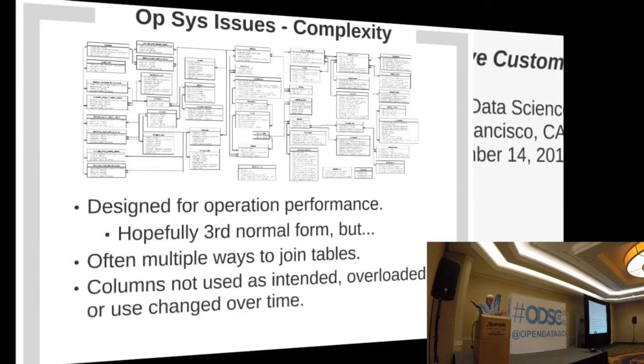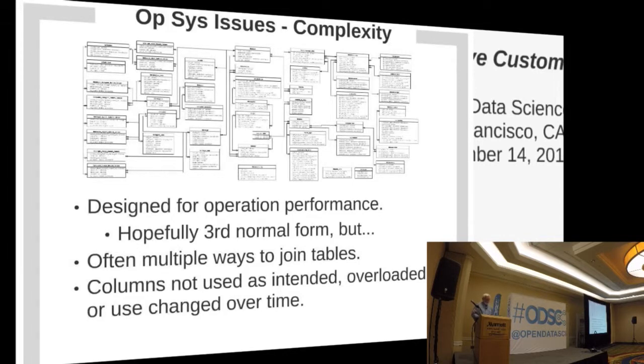Somebody sat down and designed this system, and there are a lot of interesting columns in it, and unfortunately they're not all used as the designer intended, or they're overloaded. In other words, they're used for multiple purposes based on the context. And their use changes over time as the organization changes and the underlying system doesn't change. They need to get shoehorned in.